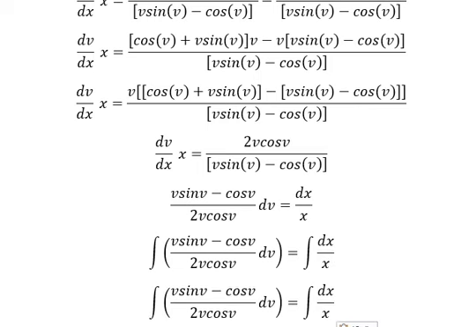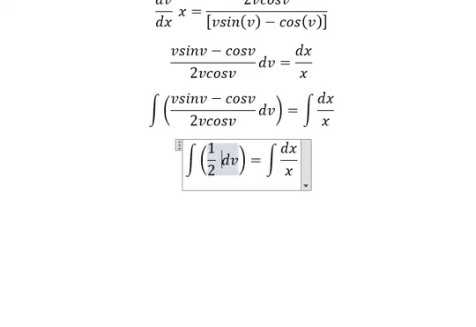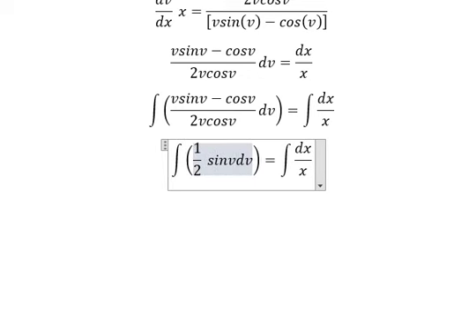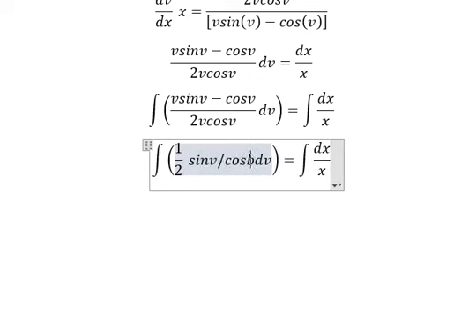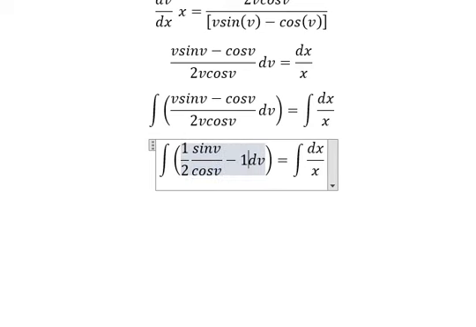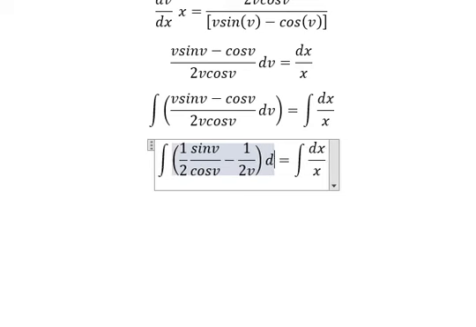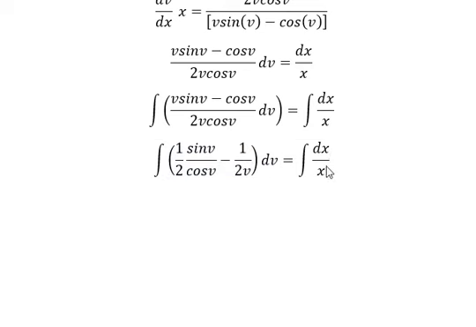Next, v sine v divided by v cosine v divided by cosine v. So this one we will have 1 over 2 sine v over cosine v minus 1 over 2v. And now we have the final answer.